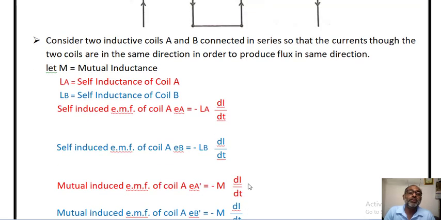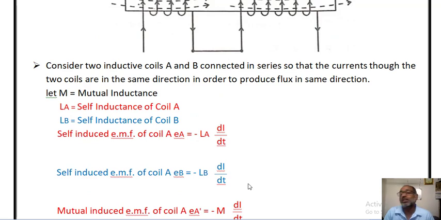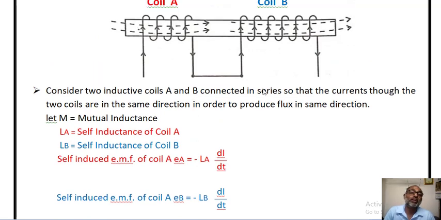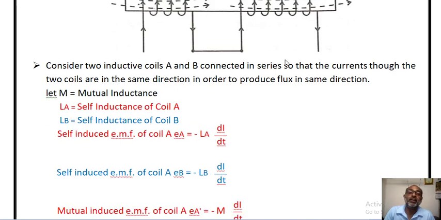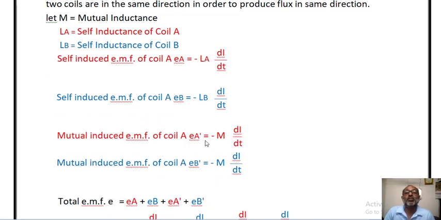Now similarly, the mutually induced EMF in coil A. Because we have already studied that the change in flux in one coil produces mutually induced EMF in the other coil. So here the mutually induced EMF of coil A, EA dash, we can write as minus M di by dt. Similarly, the mutually induced EMF of coil B, EB dash, is minus M di by dt.